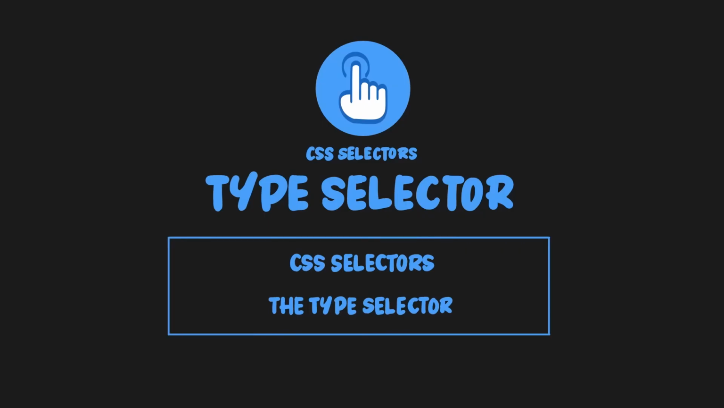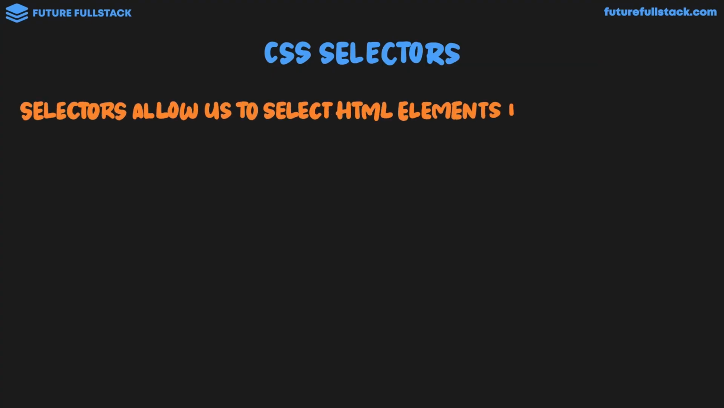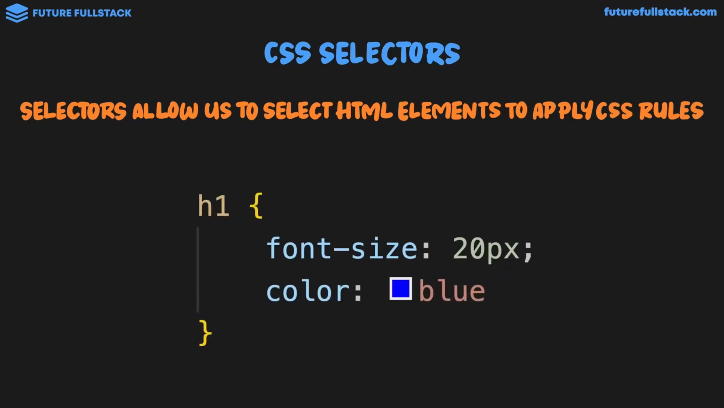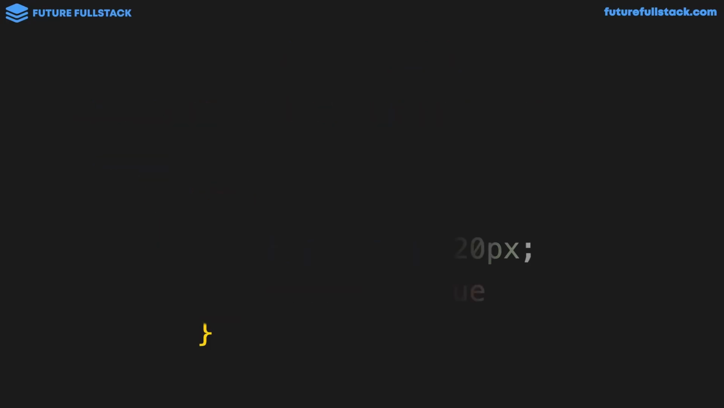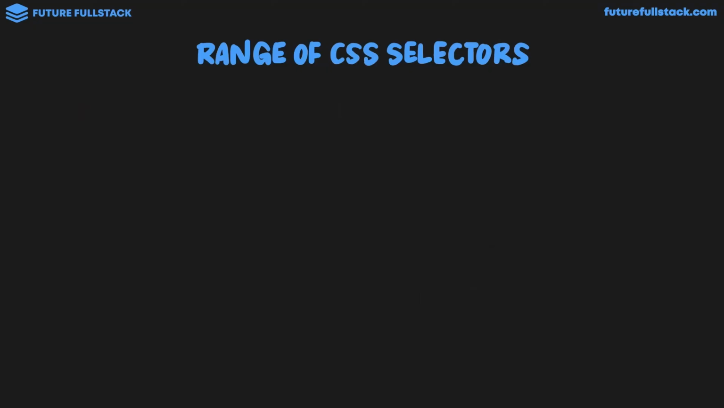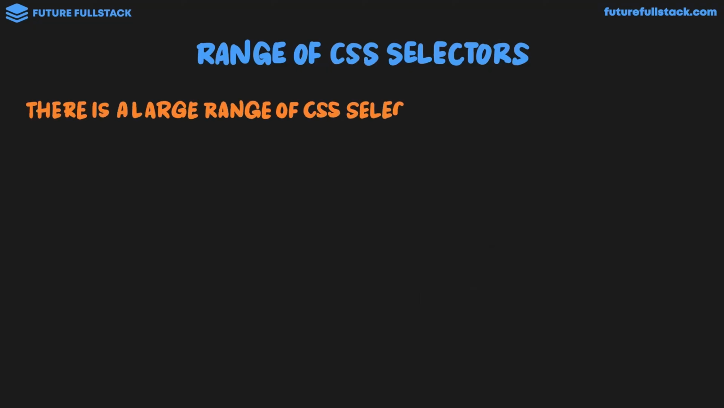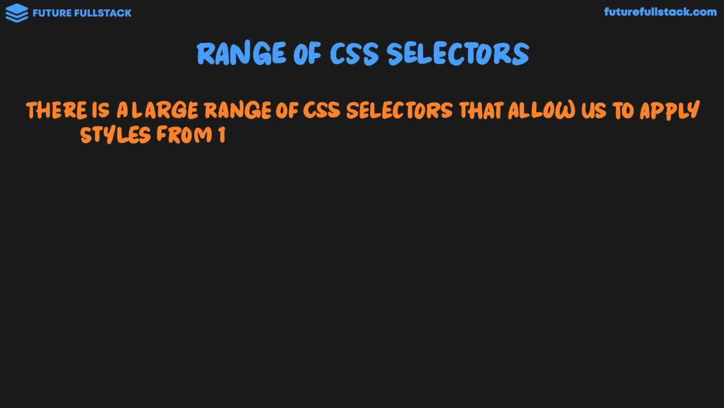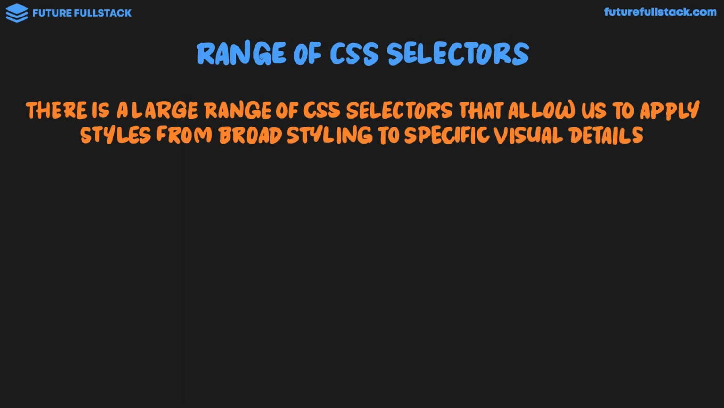So let's start off by taking a broad look at CSS selectors. As we know by now, selectors allow us to select HTML elements to apply CSS rules. For example, on this H1, we're applying a font size and color. The H1 is the selector. This is the only type of selector we've seen so far in this course. But there are in fact a range of CSS selectors. There is a large range of CSS selectors that allow us to apply styles from broad styling to specific visual details. I've broken this down into 4 categories.